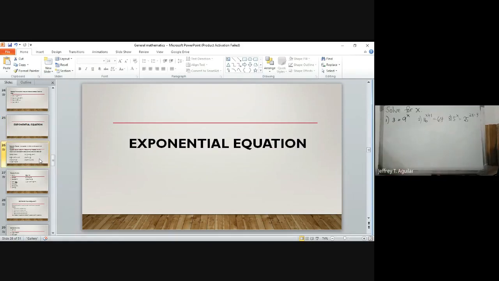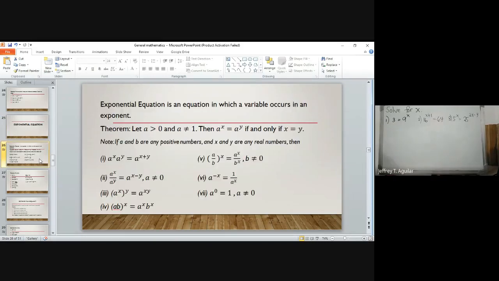Now we will define our exponential equation. It is an equation in which a variable occurs in an exponent. Theorem. Let a be greater than 0, meaning to say it's an element of positive numbers or counting numbers, and a should not be equal to 1. Then the expression a to the x equals a to the y if and only if x equals y.